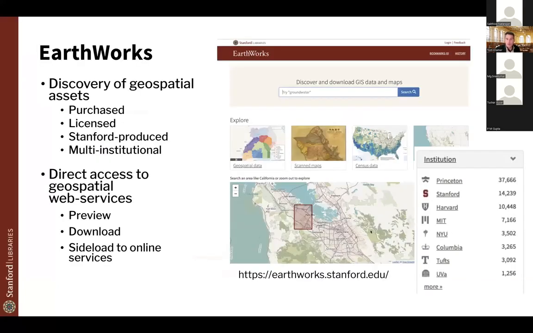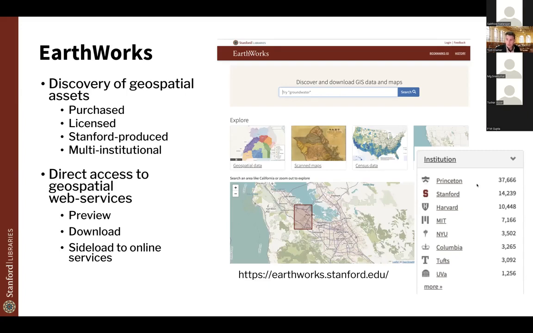EarthWorks is another example of a specialist catalog. This one is really customized just to geospatial assets and geospatial materials. So this is scanned maps and geographic information systems, or GIS, layers. And one of the exciting things about EarthWorks is that because of our emphasis on collaboration and open data, you can not only find Stanford's content. In this screenshot, there are 14,000 different layers or geospatial assets that are accessible in EarthWorks, which is our catalog.